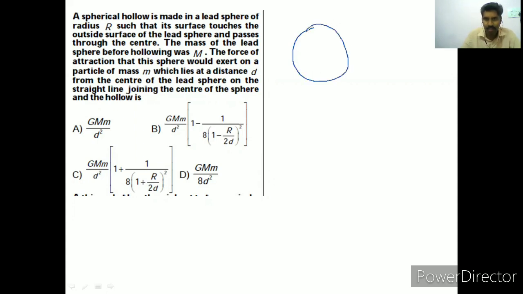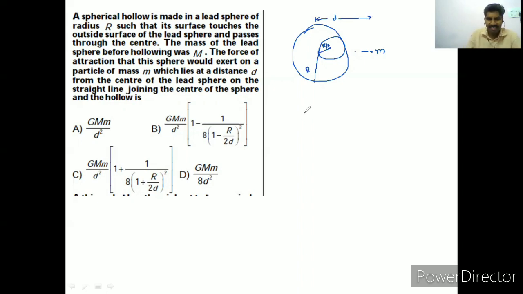One spherical sphere is there. Its radius is r. Now, it touches this edge, with radius r by 2. Now, it is a distance from here. One particle of mass m is there. It is at a distance d from this.